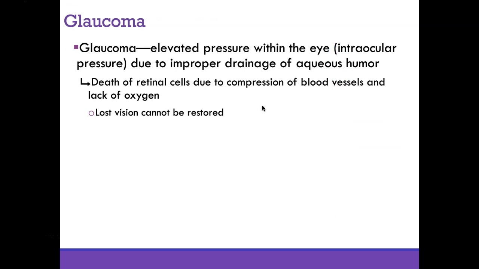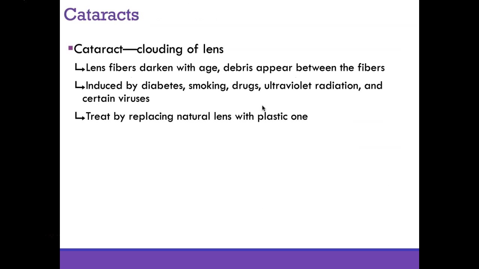And cataracts are clouding of the lens, and that happens with age a lot of times, but it's also environmental. So diabetes, smoking, drugs can all influence cataracts. But you can get cataract surgery by replacing the natural lens with a plastic lens.